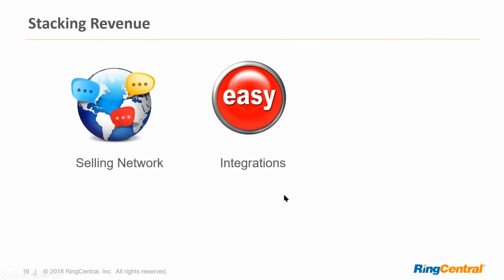You're able to sell those technologies, right? GHA sells everything. So you can sell them a CRM, you can sell them Box, you can sell them Office 365, or if they have those, you're able to stack on top of that RingCentral and bring some harmony to their business model. Selling network, we talked a lot about that.